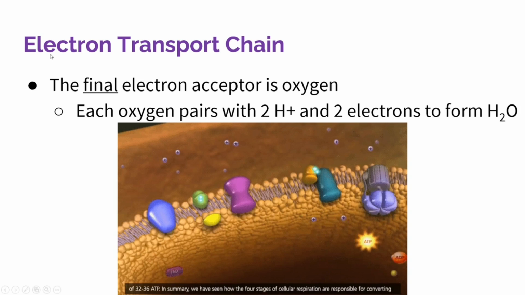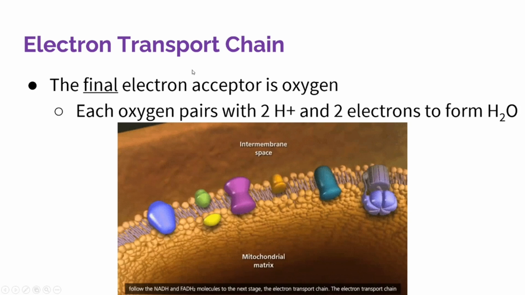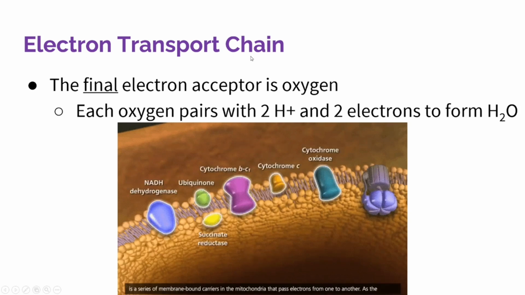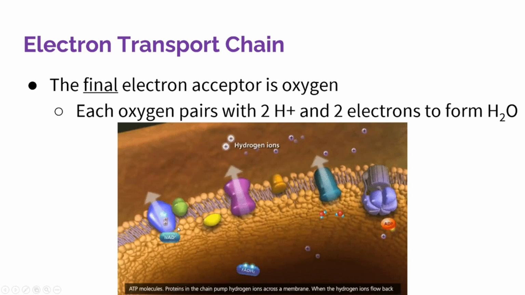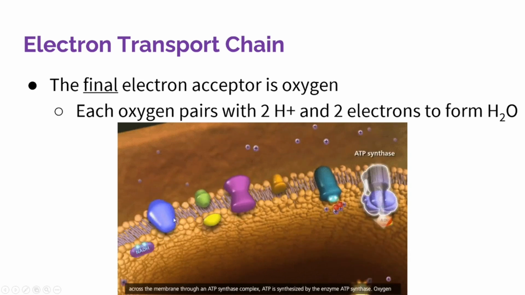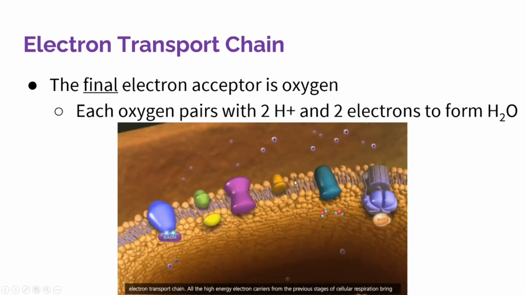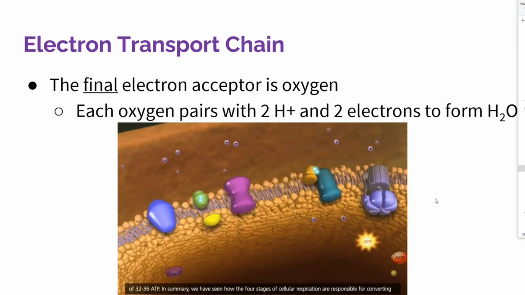So the final electron acceptor of this whole process is going to be oxygen. As the name implies, in the electron transport chain, we are transporting an electron through a chain reaction of enzymes. When we move this electron through these proteins, something has to accept it at the very end. And the final electron acceptor is going to be oxygen.